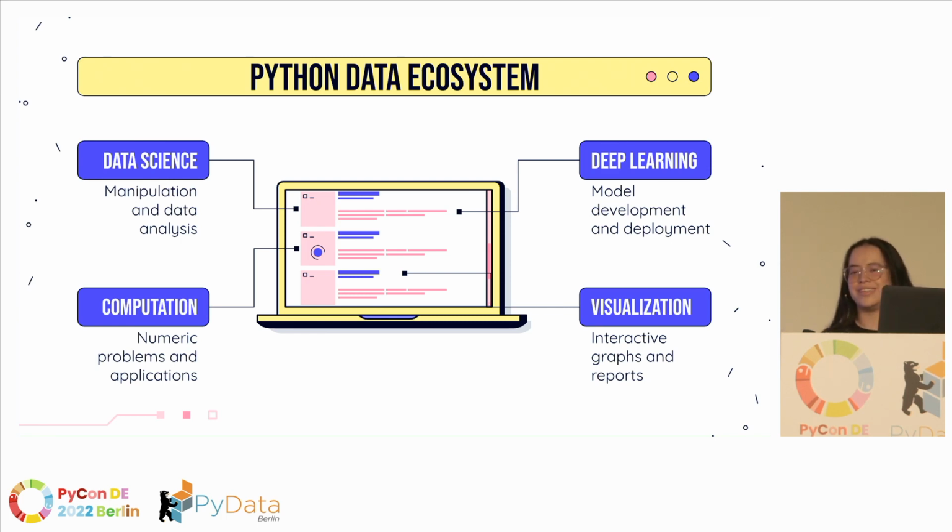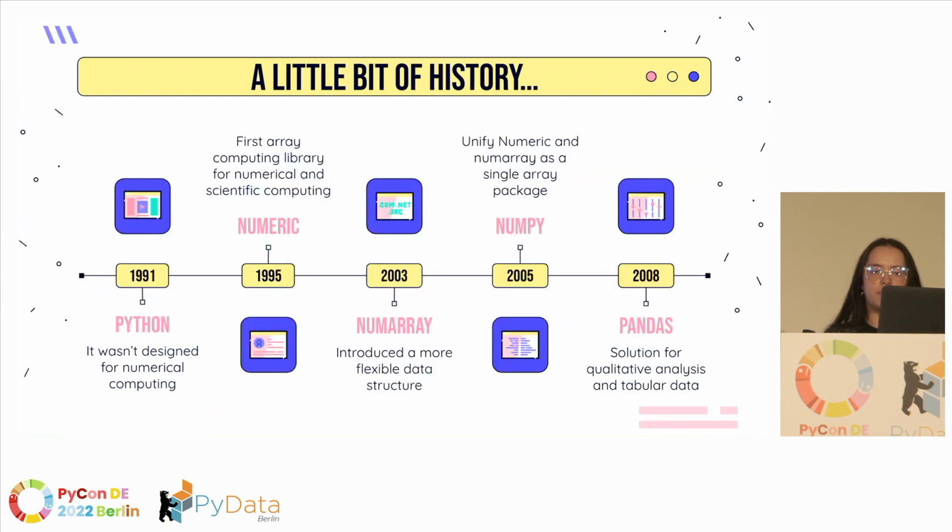So I want to talk a little bit about the history of how we managed to be here and how we have the current ecosystem that we have. For those that don't have the dates clear, Python was born in 1991. So it was just a programming language. It wasn't designed for numerical computing. And no one thought that we were going to be this big, after all.